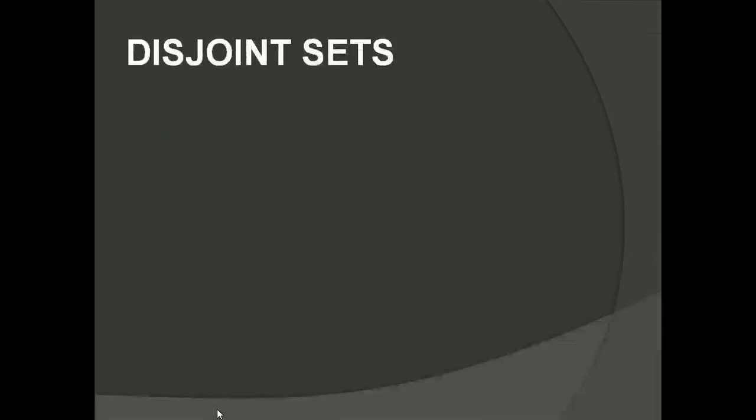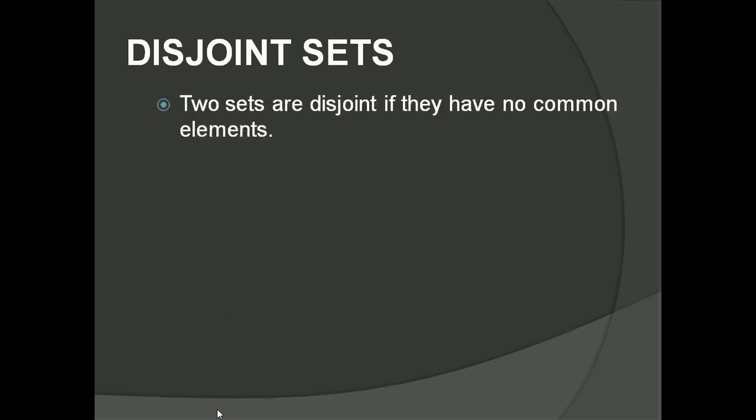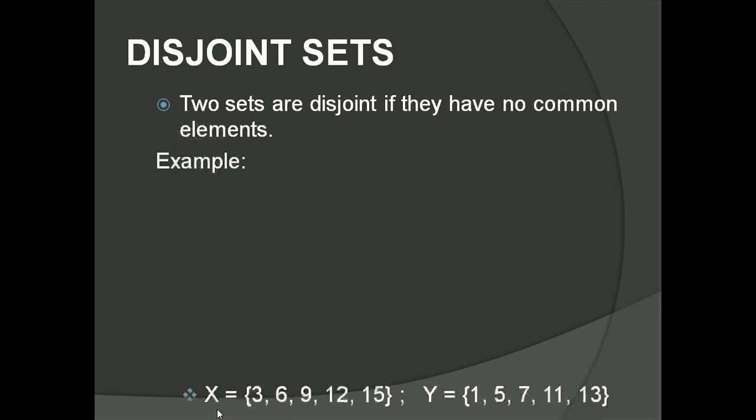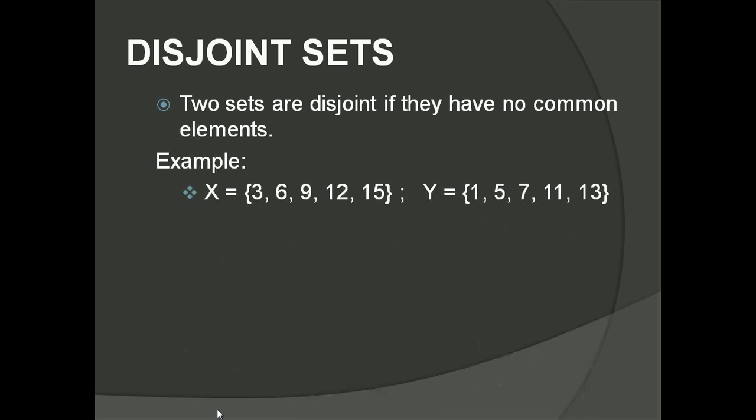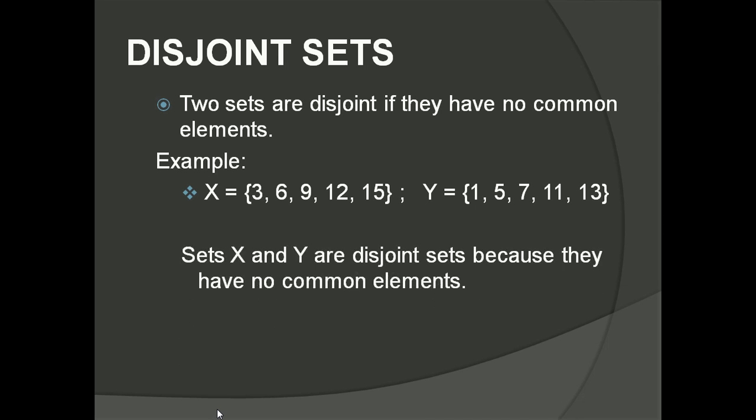Now, let's proceed to disjoint sets. Two sets are disjoint if they have no common elements. For example, set X has elements 3, 6, 9, 12, and 15, and set Y has elements 1, 5, 7, 11, and 13. Sets X and Y are disjoint sets because they have no common elements.